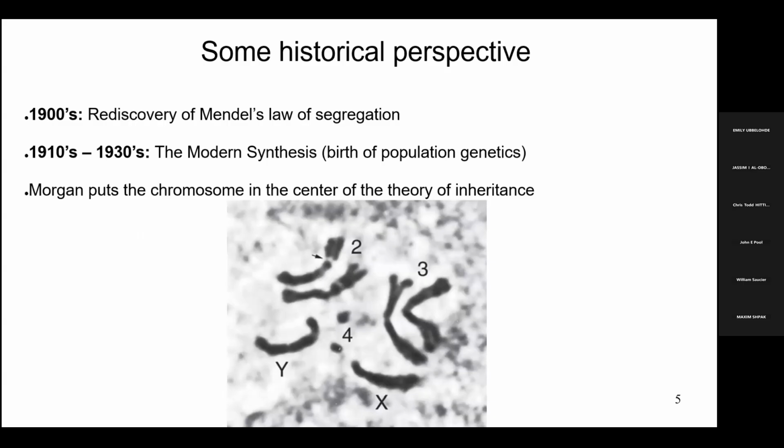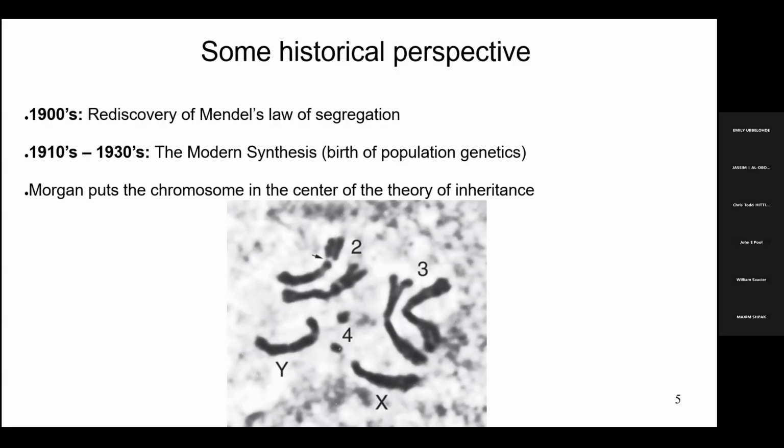With some historic perspective: in the early 1900s, we have the rediscovery of Mendel's law of segregation. And this idea that two pieces of DNA can come together in a diploid individual and affect the phenotype, but then upon meiosis, to produce gametes, they can get separated again, actually solved the problem of blending inheritance that Darwin himself could not answer. And so this led to the development of the modern synthesis of evolutionary biology from the 1910s to roughly the 1930s. And this is also the birth of population genetics.